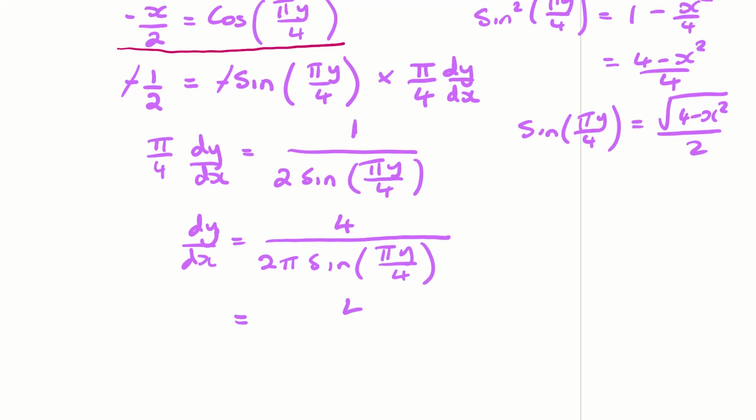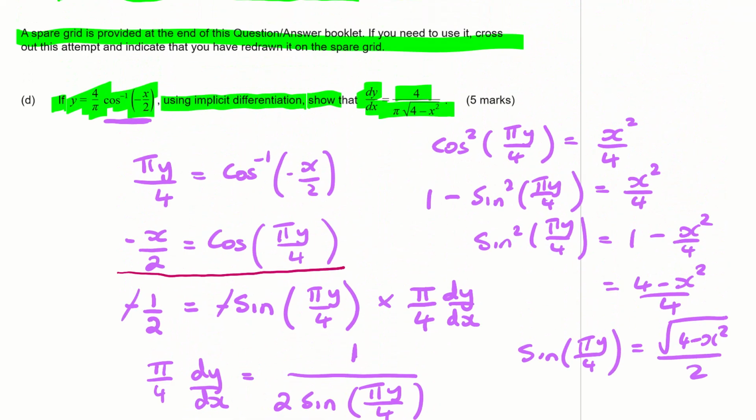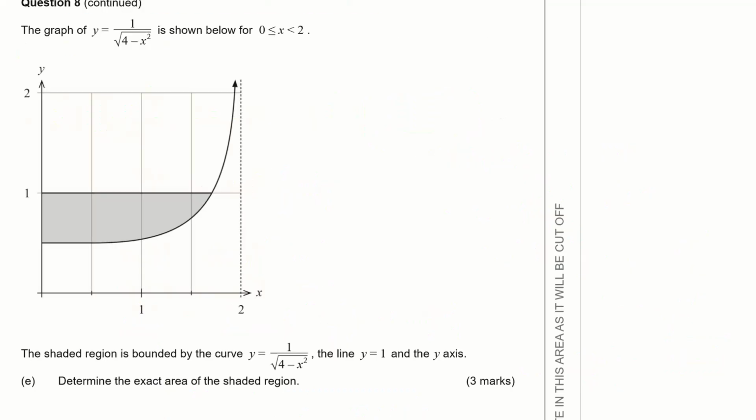So this is going to be 4 over 2 pi square root 4 minus x squared on 2, and those 2's will cancel, and we'll end up with 4 over pi root 4 minus x squared, as required. The graph of y equals 1 over the square root of 4 minus x squared is shown below for values of x between 0 and 2.